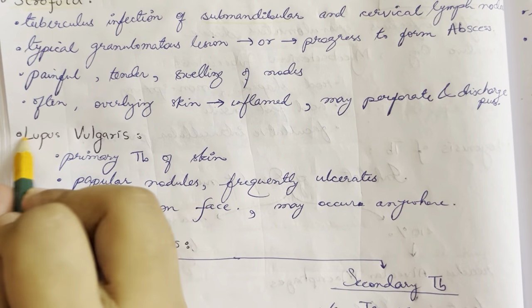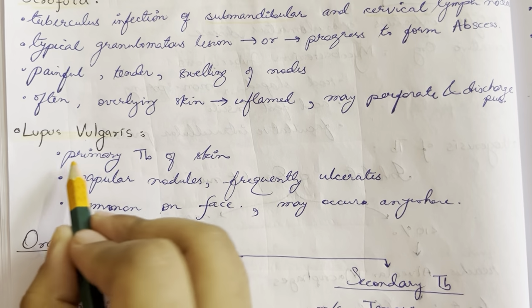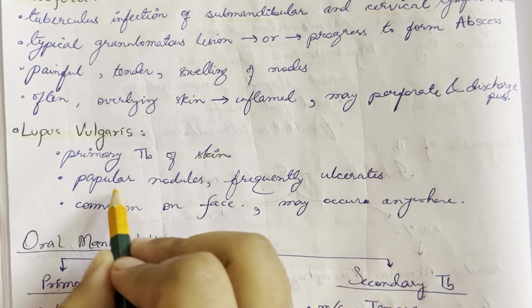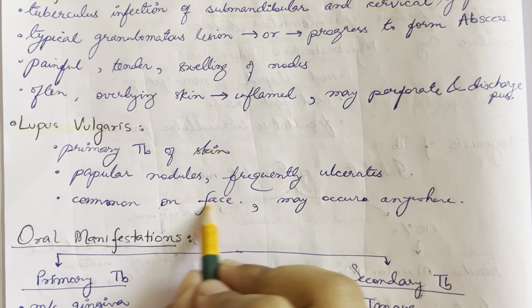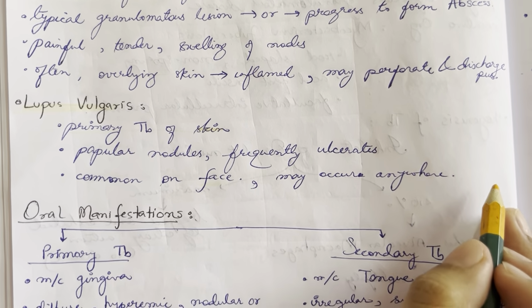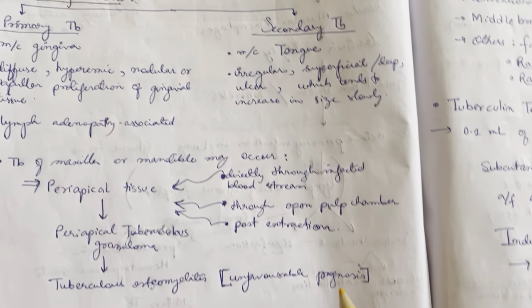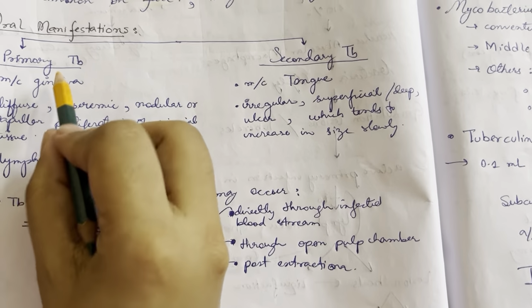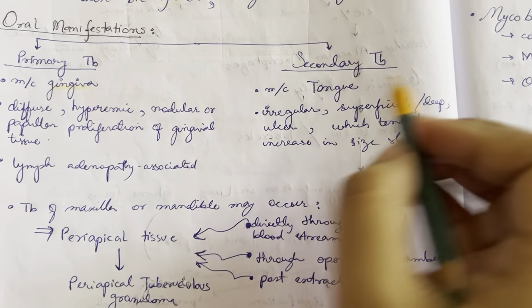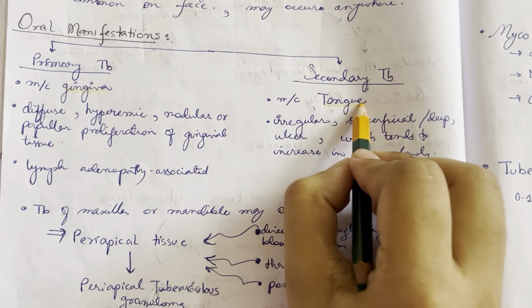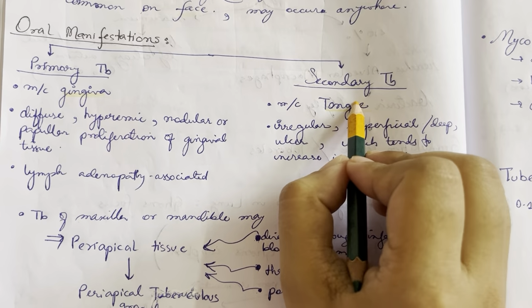Then comes lupus vulgaris. What is lupus vulgaris? This is the primary TB of the skin. There are papular nodes which frequently ulcerate, and it is very common in the face, but it can occur anywhere. Then we come to the oral manifestations of TB. Primary and secondary. In primary, the most common area is gingiva. In secondary, the most common site is tongue.